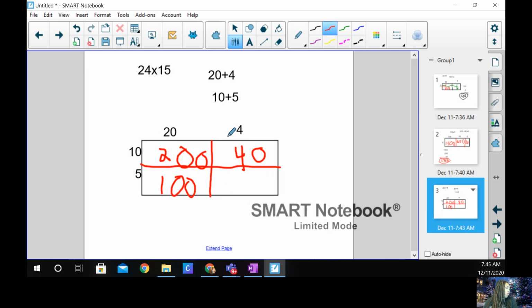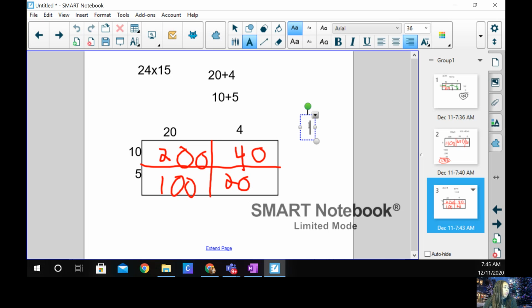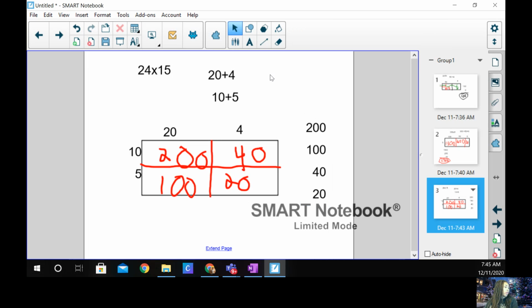And then I have a 4 and a 5 that I'm multiplying. So 4 times 5 is 20. And so now I'm just going to add them all up like I did before. And so I have 200 plus 100. And I teach the kids to start with their greatest and go to your least. So that way everything lines up when you're adding up and it makes less room for error.